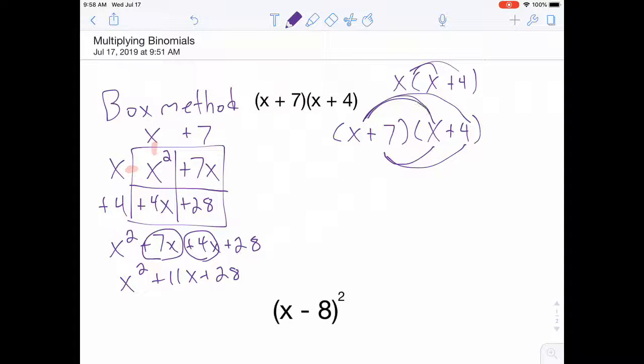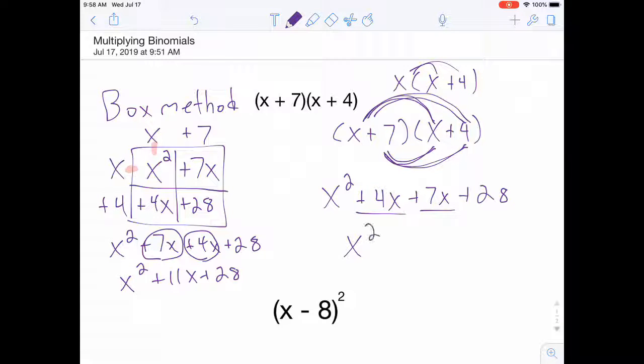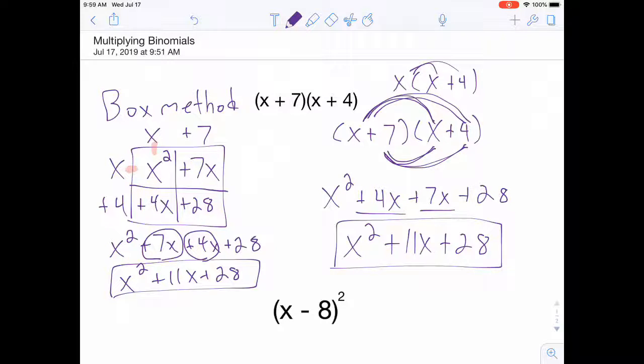So x times x gives us x squared, x times 4 gives us plus 4x, 7 times x gives us plus 7x, and 7 times 4 gives us 28. The same terms that we had using the box method, obviously. And now here I'm going to combine my like terms, which are my middle terms again, x squared plus 11x plus 28. Okay, the same answer in both examples.